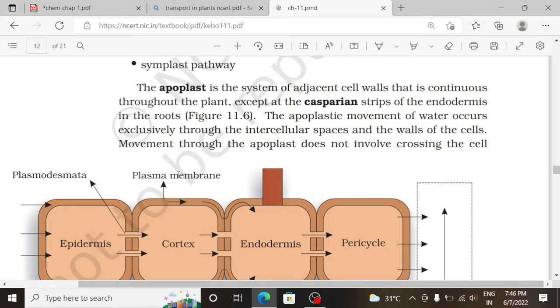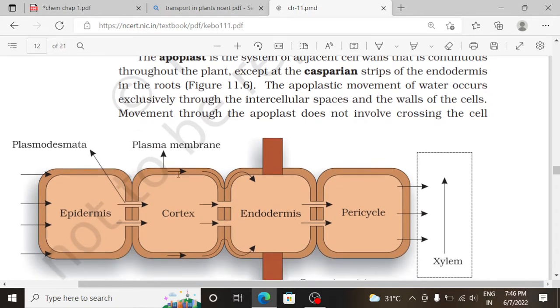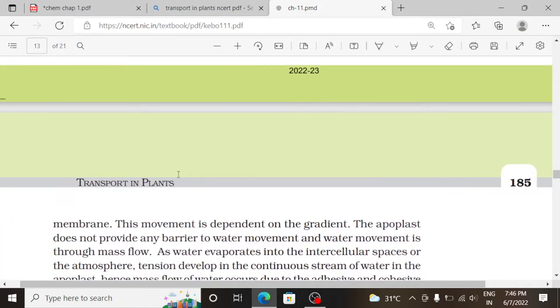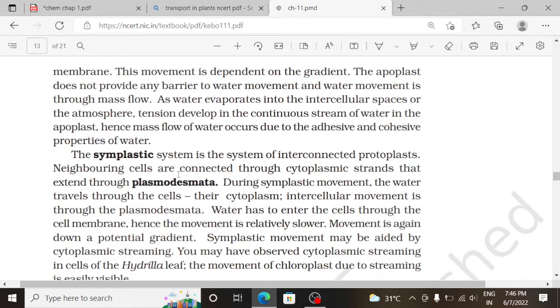Movement through the apoplast does not involve crossing the cell membrane. This movement is dependent on the gradient. The apoplast does not provide any barrier to water movement, and water movement is through mass flow. As water evaporates into the intercellular spaces or the atmosphere, tension develops in the continuous stream of water in the apoplast. Hence, mass flow of the water occurs due to the adhesive and cohesive properties of water.